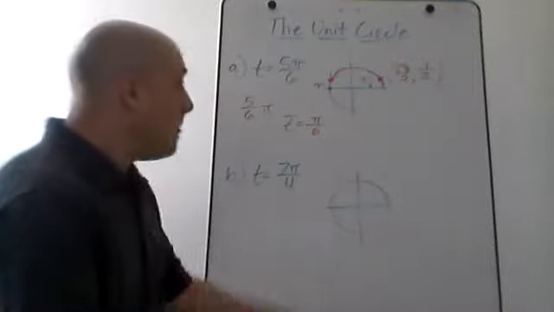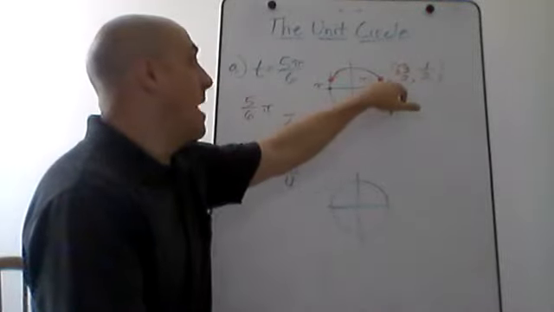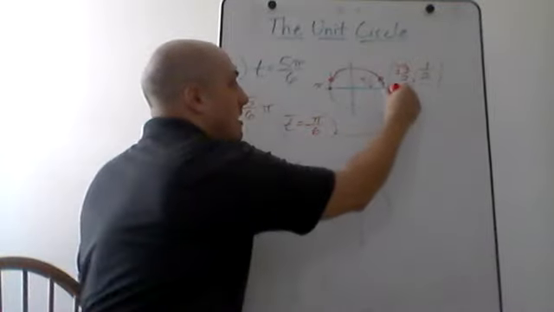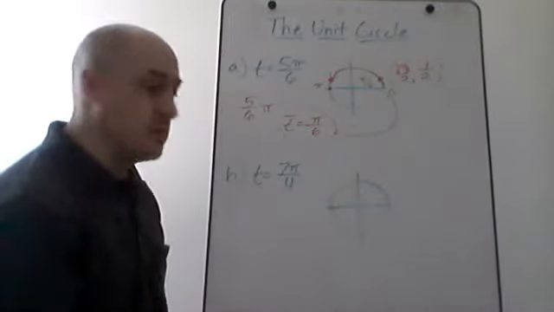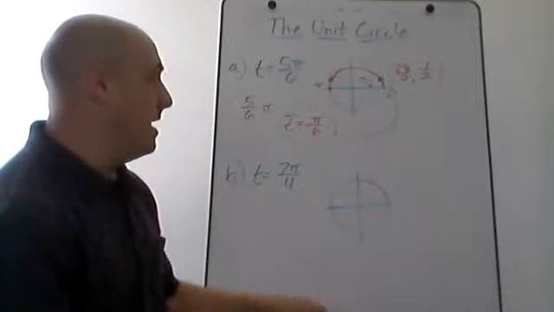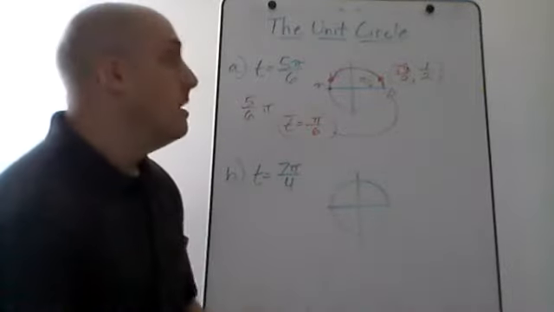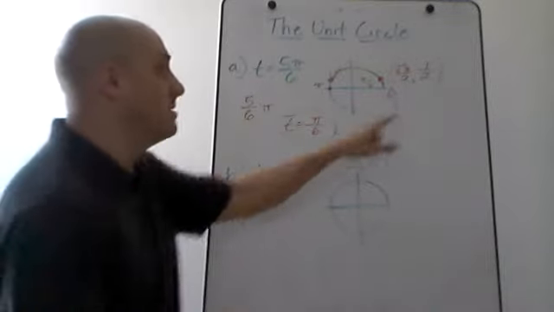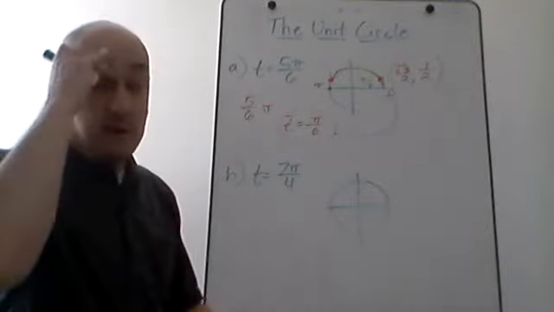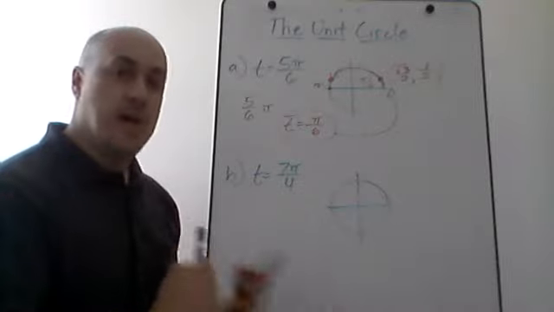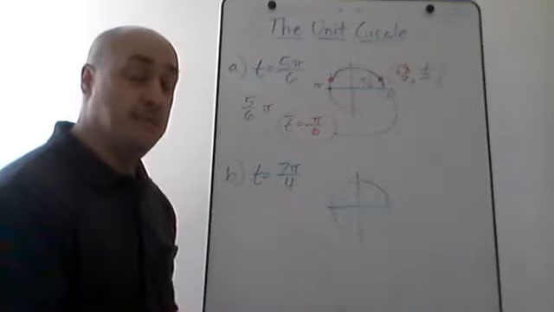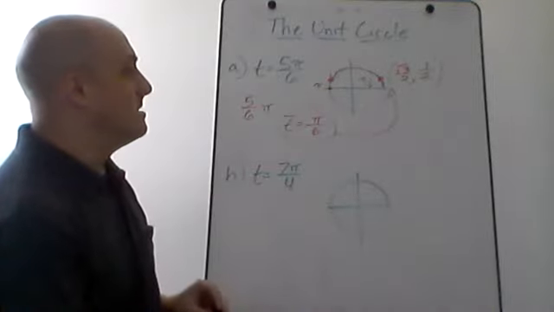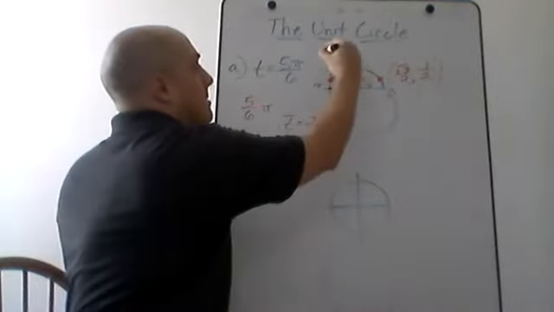So that's my terminal point for pi over 6, my reference number. I found that reference number, which is always going to be one of those numbers in the first quadrant, and then I get the terminal point for that reference number. Now, the terminal point for my t value, my 5 pi over 6, is going to have the same numbers as my reference number, except the x or the y or both could be negative depending on the quadrant that I'm in.